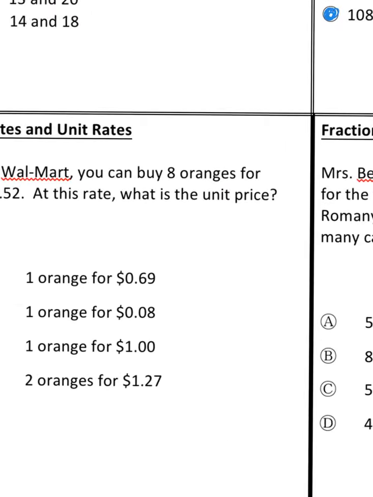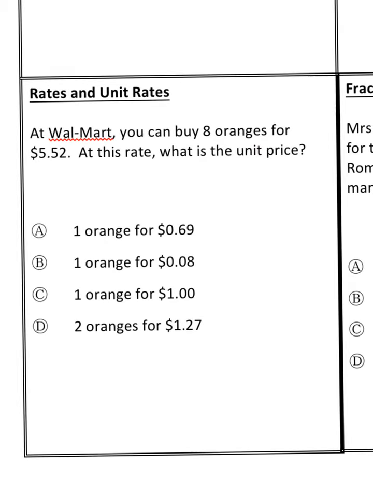All right, let's go down to the third one. Unit rates. At Walmart, you can buy 8 oranges for $5.52. At this rate, what is the unit price? So I'm going to start by writing my rate as a fraction. And remember, always put money first. So it's $5.52 for 8 oranges. We have to find the unit price, which means the price of 1 orange. So we need to figure out what 1 orange cost.